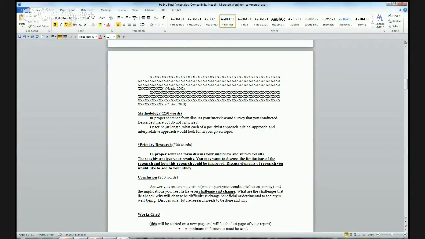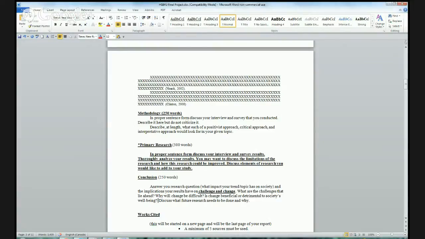And then finally, the conclusion. So you're going to answer your research question, which is essentially what impact your topic has had on society or is having on society, and the results or the implications your results may have on challenge and change. What challenges might lie ahead? Why will change be difficult? Is change beneficial or detrimental to society's well-being? And then finally discuss what future research needs to be done and why. Okay? I always find conclusions are the most difficult things to write, but hopefully there's enough ideas there that can get you started.